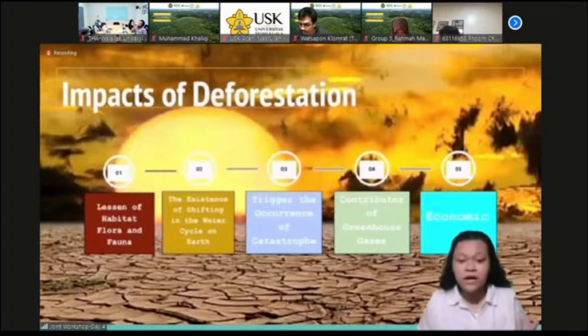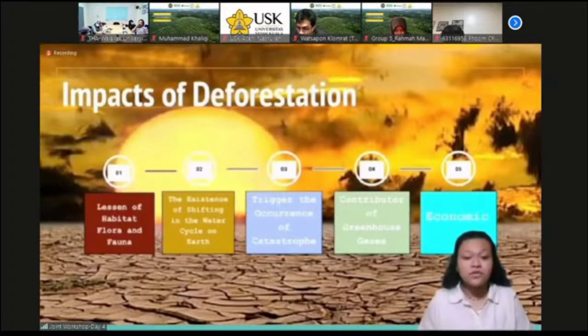For the fourth, contributor of greenhouse gases. Deforestation is a large enough contributor of carbon dioxide, so it can cause global warming. Meanwhile, forests are known as the lungs of the world, which absorb excess carbon dioxide in the air, which will be converted into oxygen that we can breathe through the process of photosynthesis.